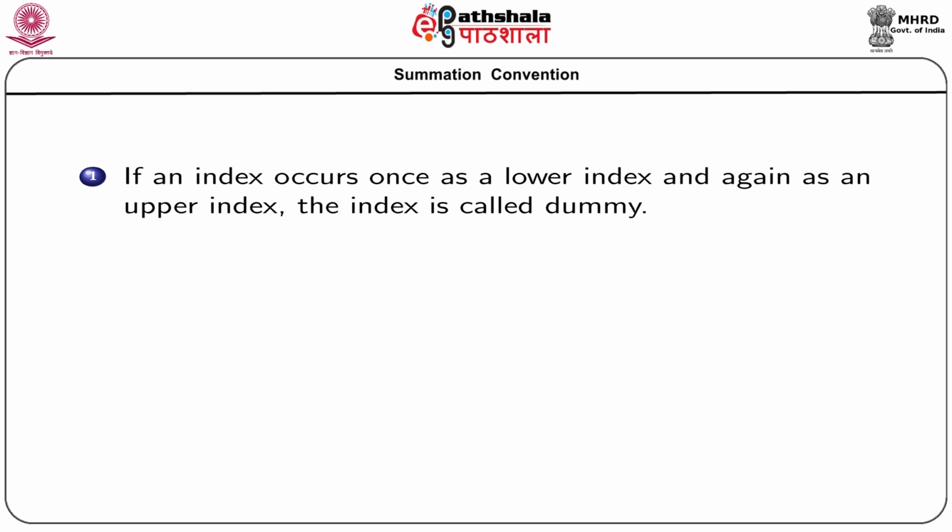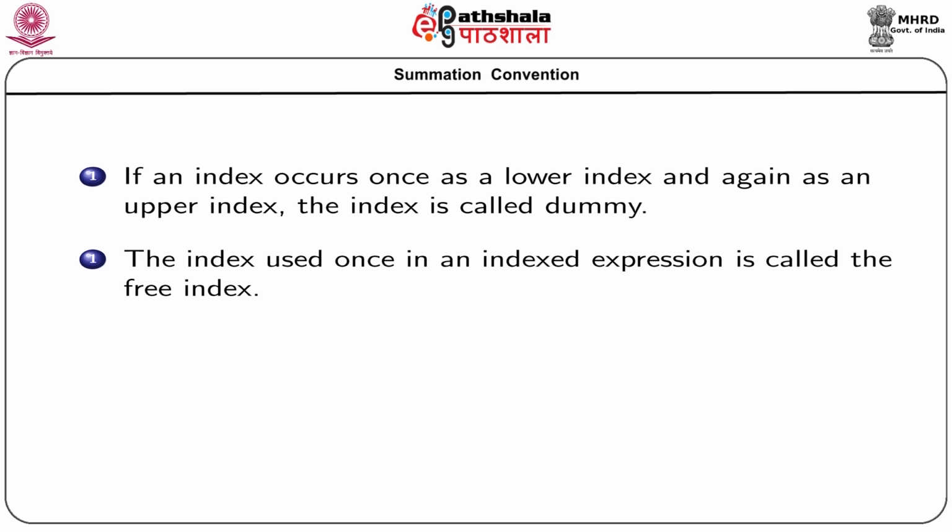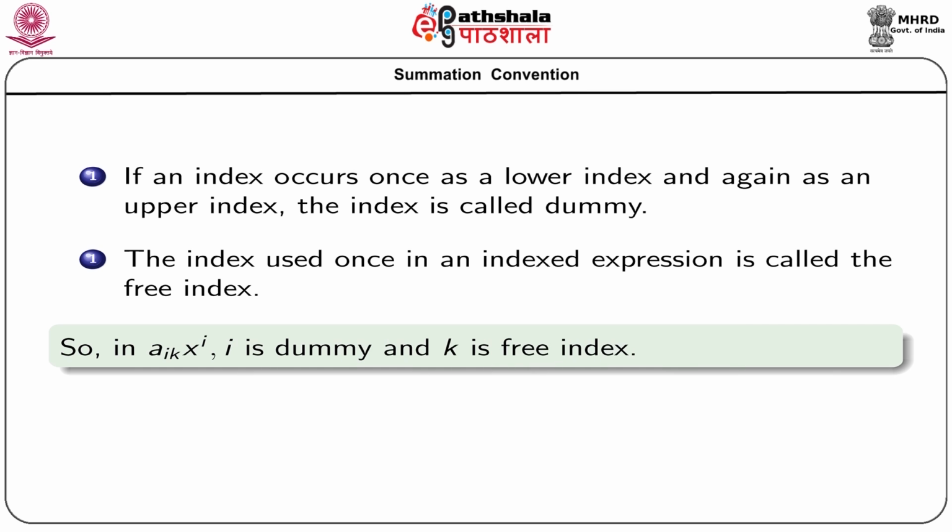Now, if an index occurs once as a lower index and again as an upper index, the index is called dummy, as we have shown in the previous slide, that i in a_i x^i is the dummy index. The index used once in an indexed expression is called the free index. So, if an expression is like a_ik x^i, then i is the dummy index and k is the free index.